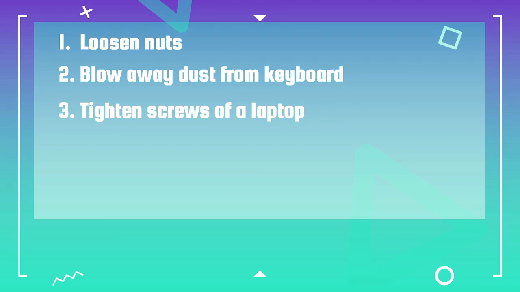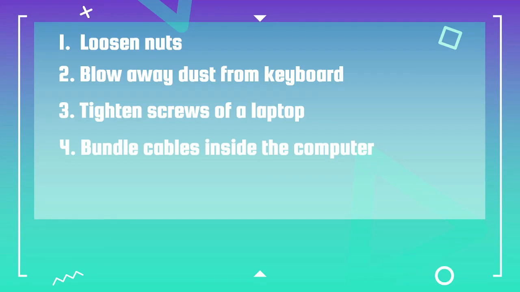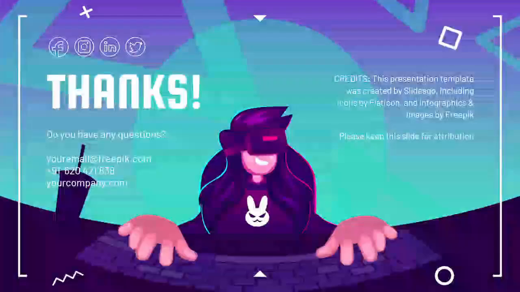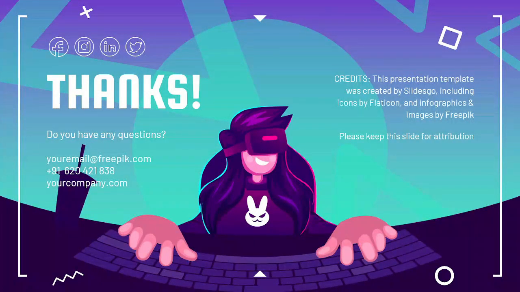How about number 4? Tools used in order to bundle cables inside a computer. The correct answer is cable ties. Lastly, the tool used to test the functionality of the printer port. The correct answer is loopback adapter.